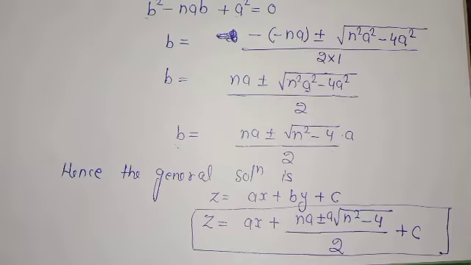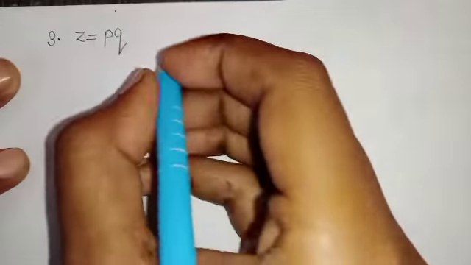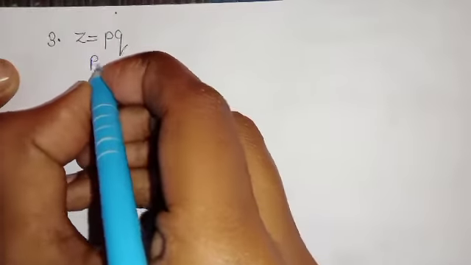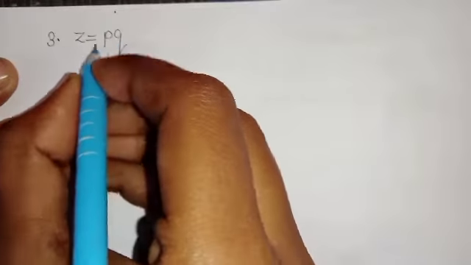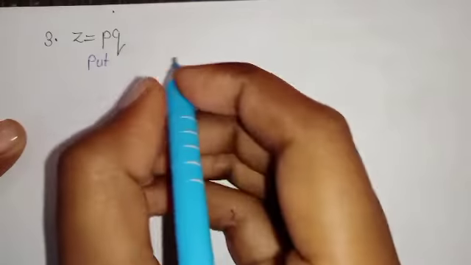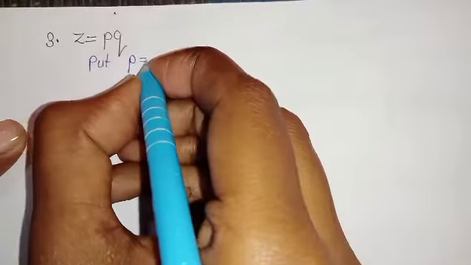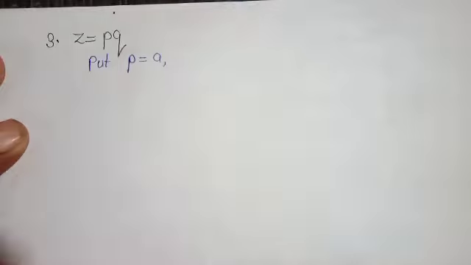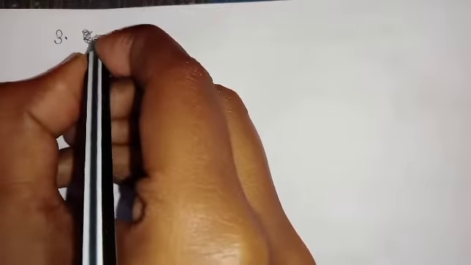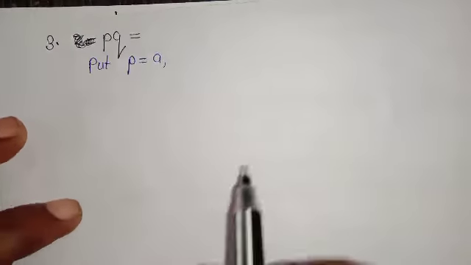Now I am going to take 2 more examples. So this is our third example. Now firstly we put, because this is a function of P and Q only, P is equal to A. But actually here Z is also present, so this cannot be solved by the first standard form. For this I will tell you about the second, third and fourth standard forms, then we can solve it.